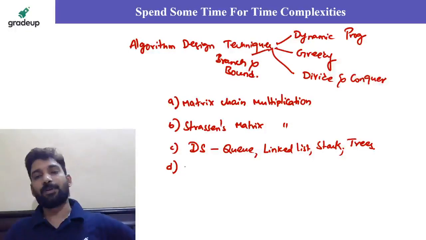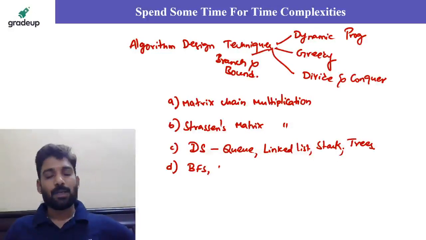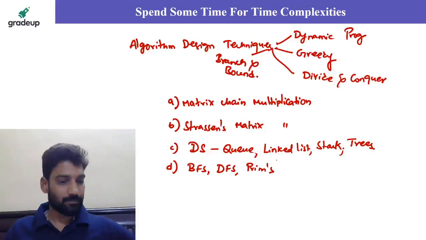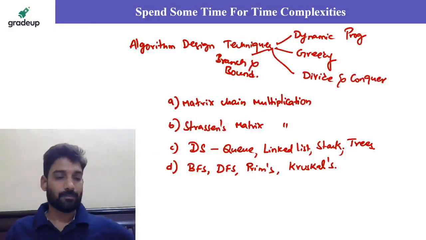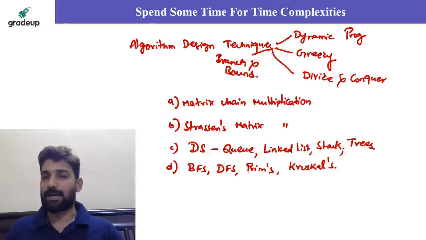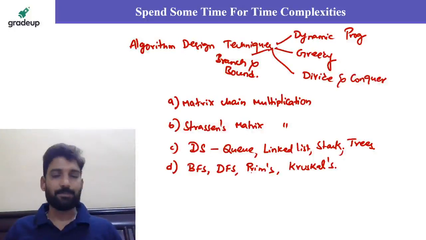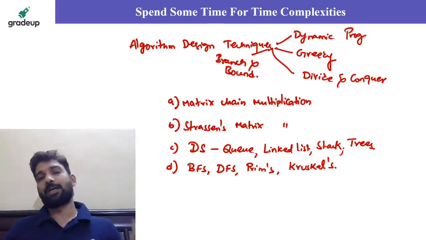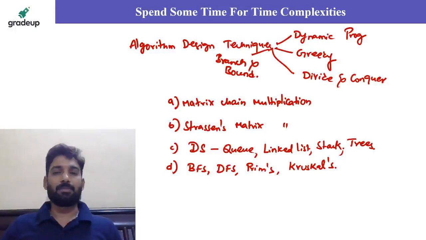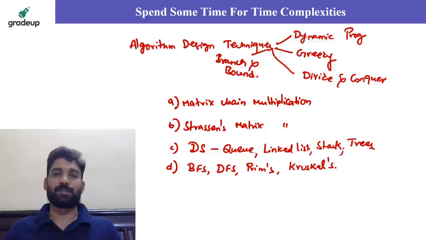Then the time complexity for breadth first search, depth first search, Prim's algorithm, Kruskal's algorithm. Hashing is already part, and other algorithms not required in algorithm subject. Maybe they may be required for you in compiler design. I am not sure, but in algorithm subject they are not needed except hashing.